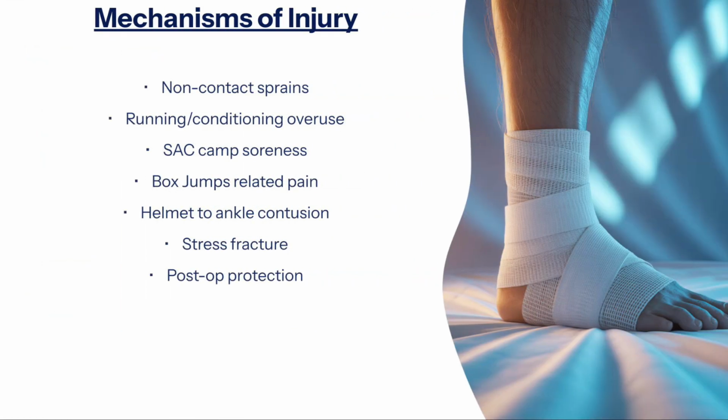Mechanisms of injuries. So there were a ton of different ways that ankle injuries happen at the high school. For example, there were non-contact sprains, so that just happened to them. There were running and conditioning overuse, SAC camp soreness, and SAC camp is the camp that they called after postseason that usually happens right before Christmas and then going into off season in January into their fall ball. So that's SAC camp. The box jump related pain, helmet to ankle contusions, stress fractures, and post-op protection.